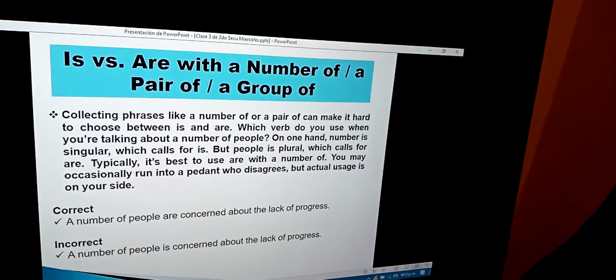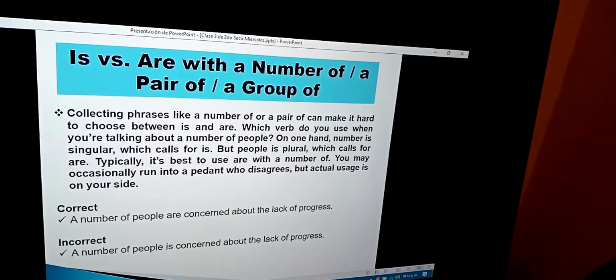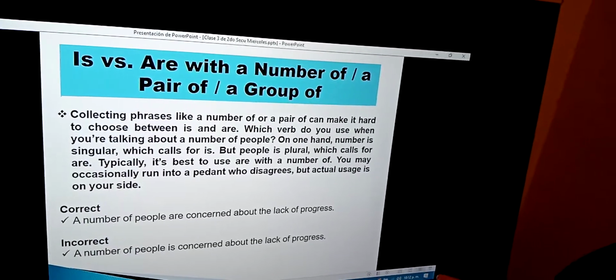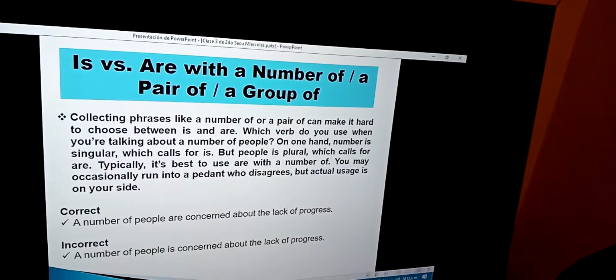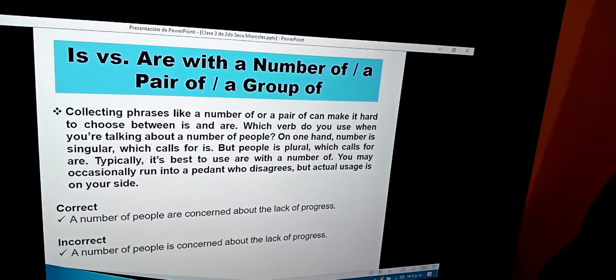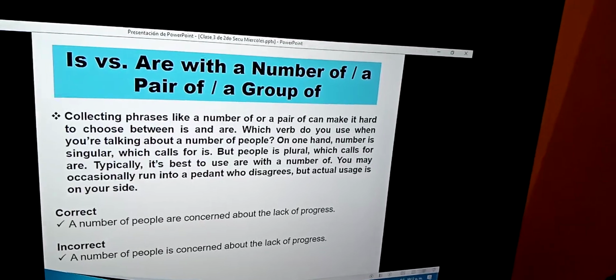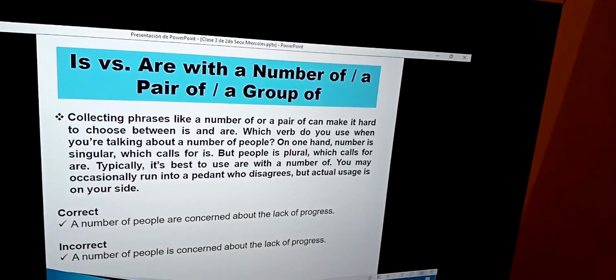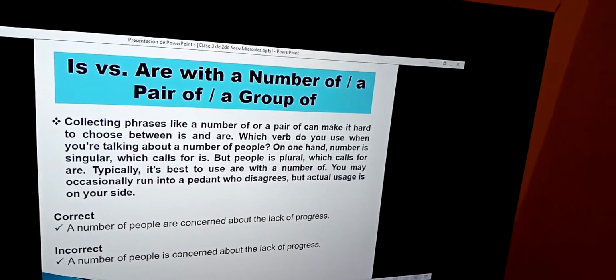You may occasionally run into a person who disagrees, but actual usage is on your side. Okay? Which verb do you use when you are talking about a number of people?